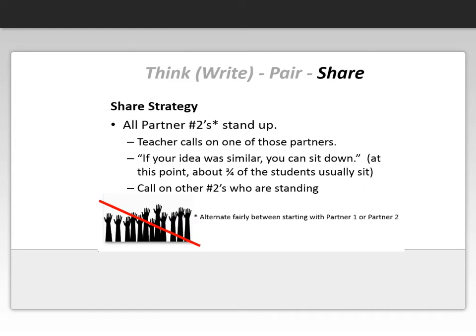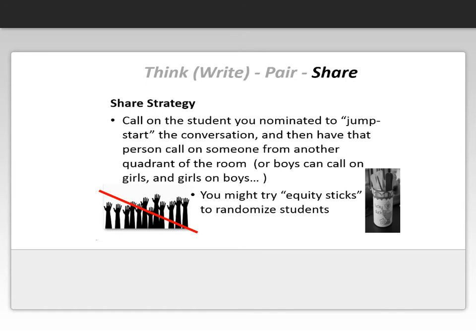Another strategy is for the teacher to ask all partner twos to stand up. The teacher calls on one of those partners, and then the teacher says, "If your idea was similar, you can sit down." At this point, about 3/4 of the students usually sit. You can call on other number twos who are standing. Another strategy is to call on the student you nominated to jumpstart the conversation, and then have that person call on someone from another quadrant of the room, or boys can call on girls, girls on boys.